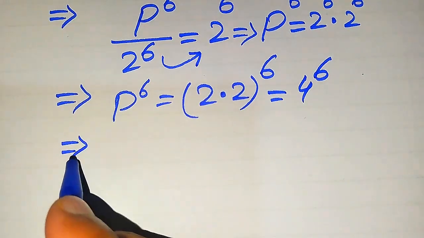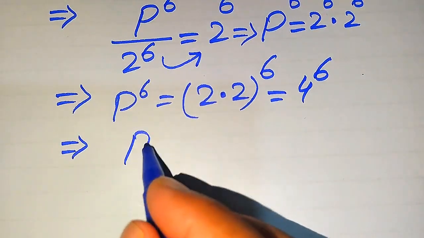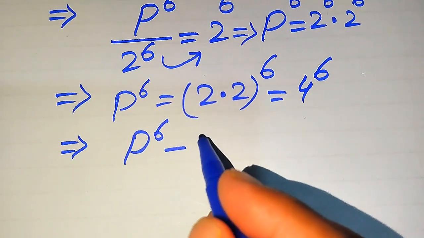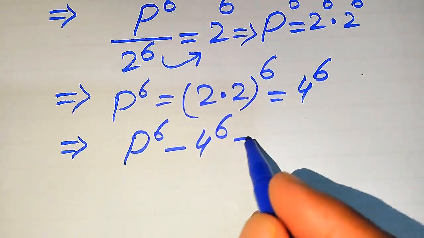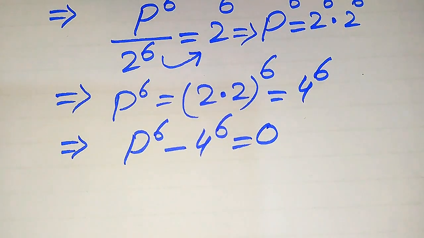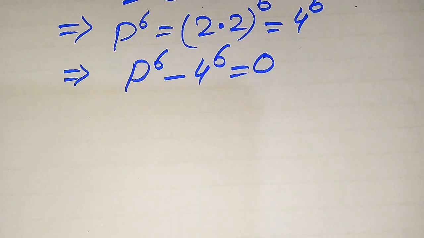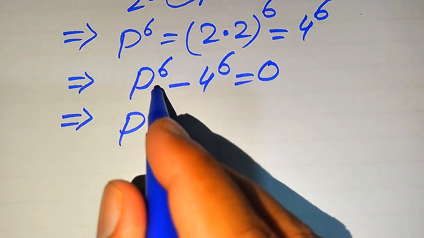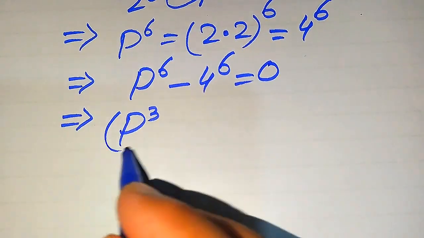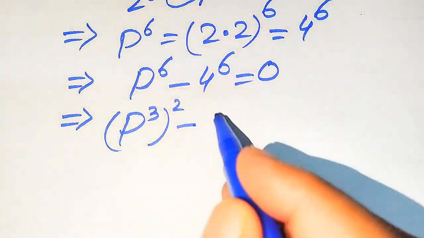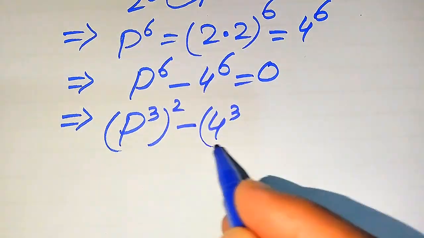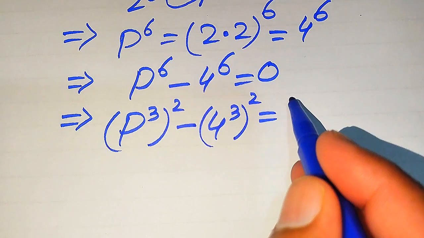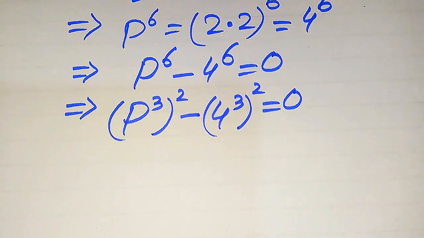So here we need to move this 4 to the power of 6 into the left hand side, and it will become p to the power of 6 minus 4 to the power of 6, and this whole equation is equal to 0. And now we rewrite this equation as p to the power of 6, and we write it as p cubed and its whole square, minus we write this term as 4 cubed and its whole square, and this is equal to 0.